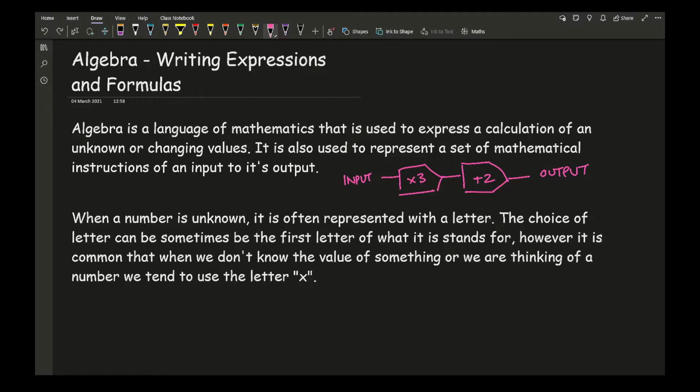Now, when a number is unknown, it is often represented with a letter. The choice of this letter can sometimes be the first letter of what it stands for. So, for example, if something represents cost, it might be represented by the letter C. If it represents minutes, it might be represented by the letter M. If it represents distance, it might be represented by the letter D, etc. However, it is common that when we don't know the value of something, or we are thinking of a number that we're just randomly thinking, we tend to use the letter x, x being more of a mystery number.